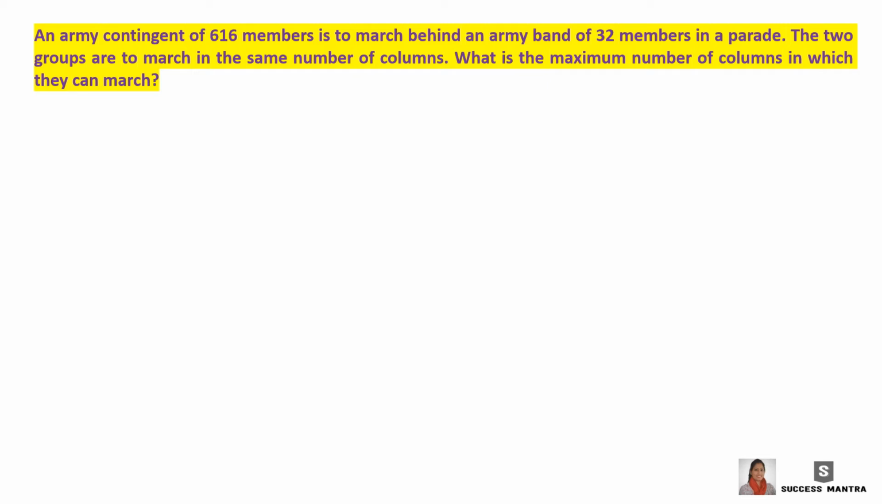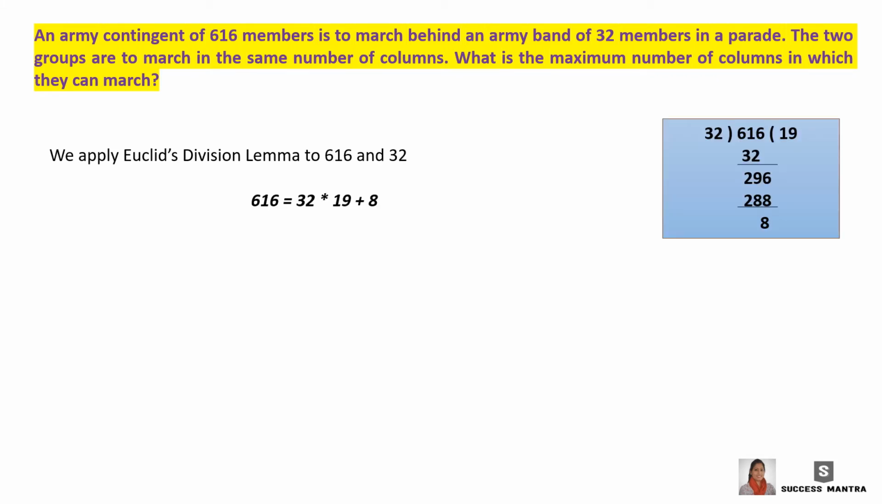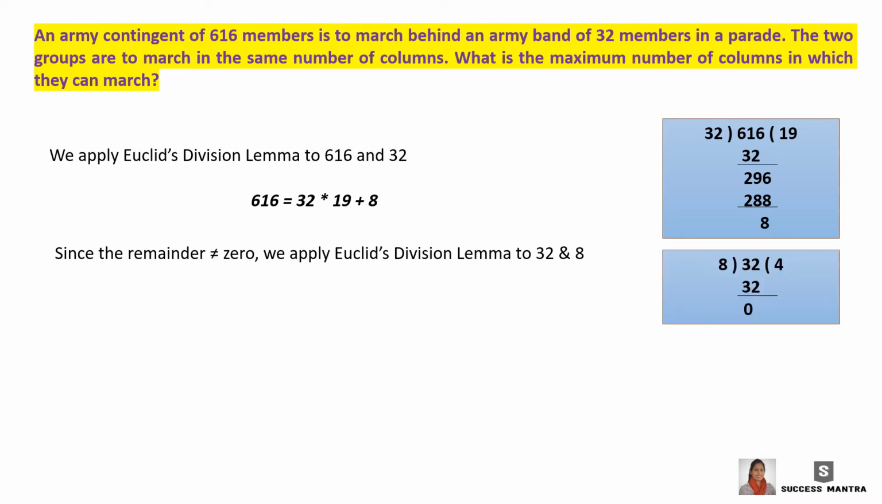So if we want to find the maximum number of columns with the 616 members and the 32 members in the parade, we just need to find the HCF of the two numbers 616 and 32. So by applying Euclid's division lemma, we find the first equation as 616 is equal to 32 into 19 plus 8. Since the remainder is not equal to 0, we again do Euclid's division lemma to 32 and 8 and we come up with the equation 32 is equal to 8 into 4 plus 0.